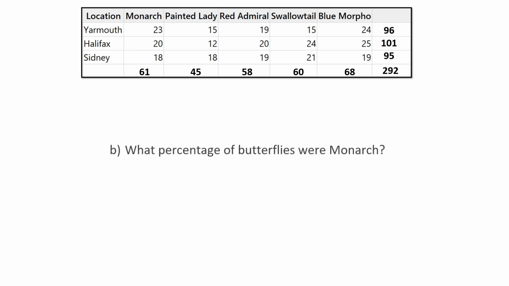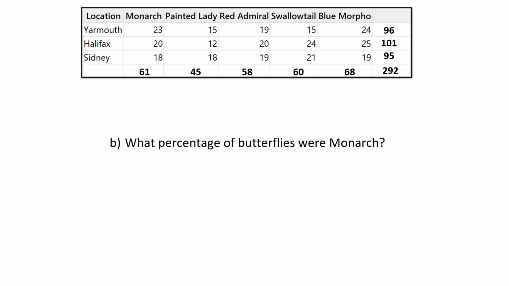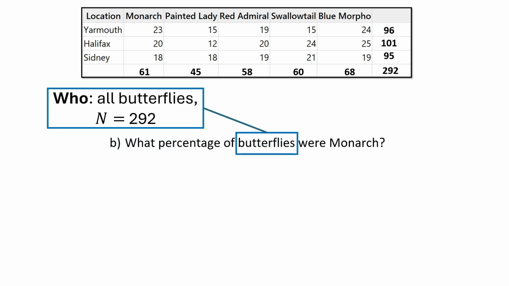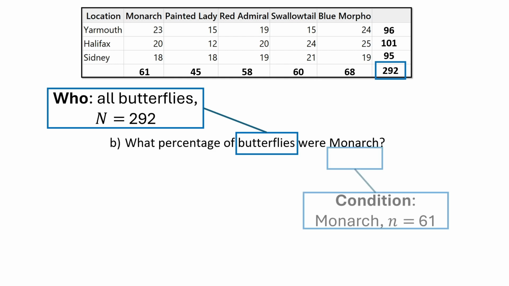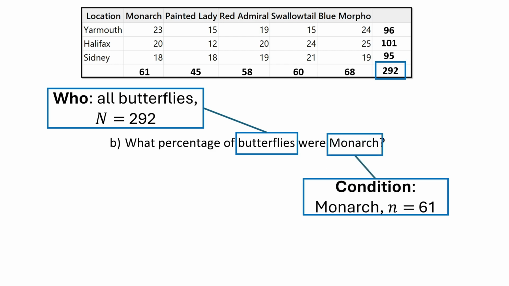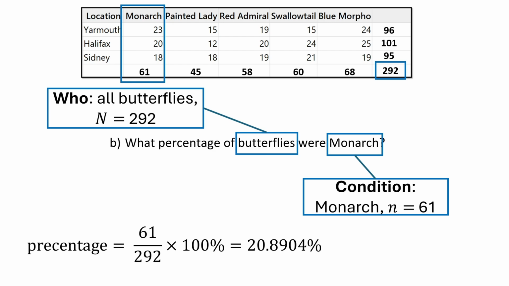Next one, what percentage of butterflies were monarch? So again, the who is all the butterflies. That's the grand total. And in this case, the condition, we're looking at butterflies that are of the species monarch. So we look in the column that corresponds to monarch. And we see that there's 61 in total. So it's 61 out of 292. We do that calculation, we get our percentage.